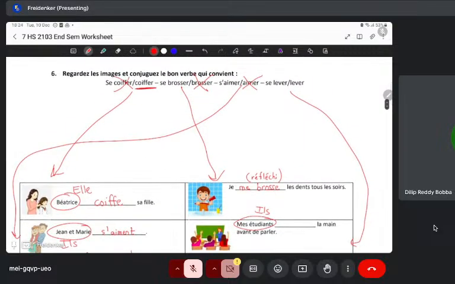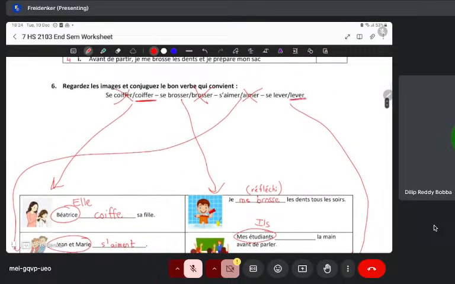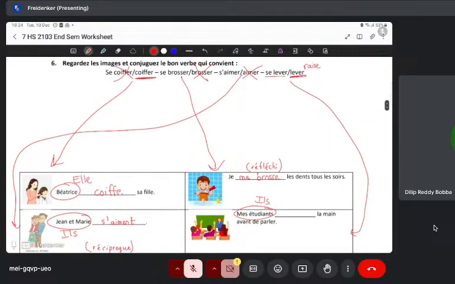Okay, so I was telling you, lever means literally to raise. Se lever means literally to raise yourself, so that means coming out of bed. But in this case, that is not the case, right? The students are raising their hands, so you have to use the word lever. It won't be se lever. They're raising their hands. La main is hand. So mes étudiants lèvent. So you might want to look at the conjugation of lever.